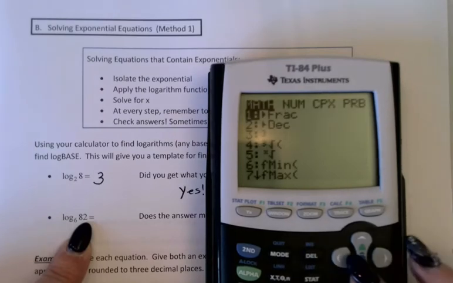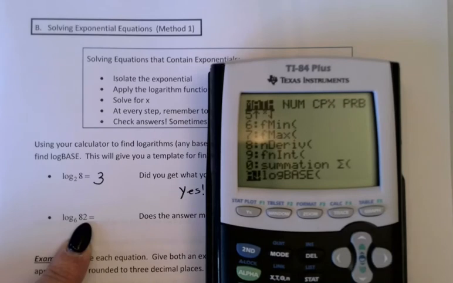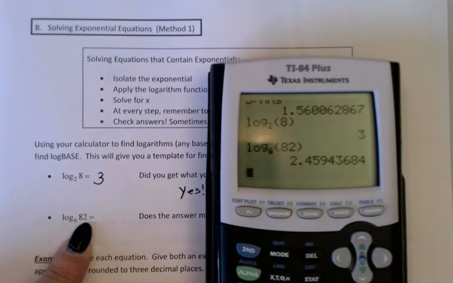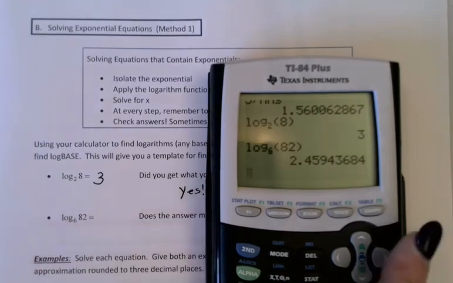So we're going to go back to math again and choose log base. And I want the log base 6 of 82. And it's about 2.459.